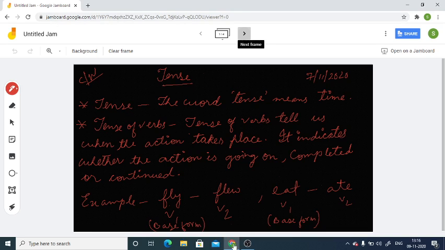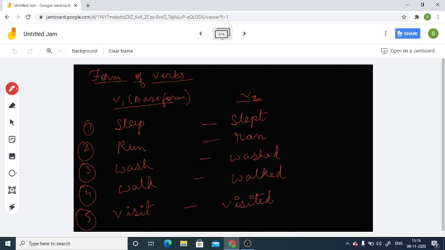So in that way, we learned the tense of verb and also we discussed the forms of verb, V1 and V2. V1 we will use in present and V2 in past. And in future, again we are going to use V1, that is the base form. Base form in the future tense.